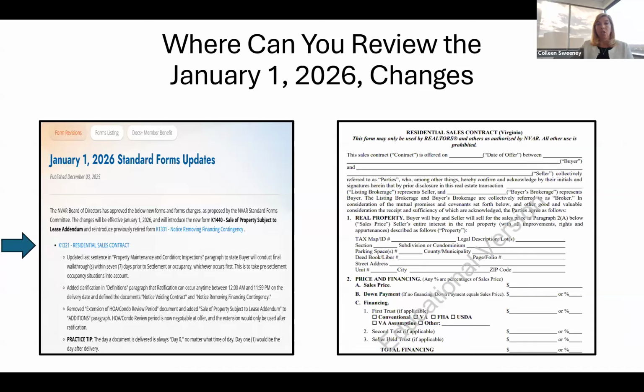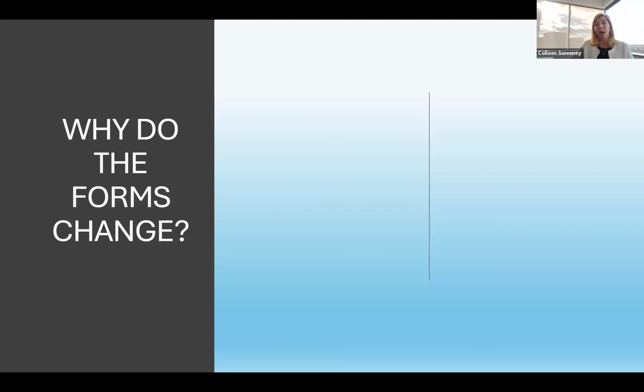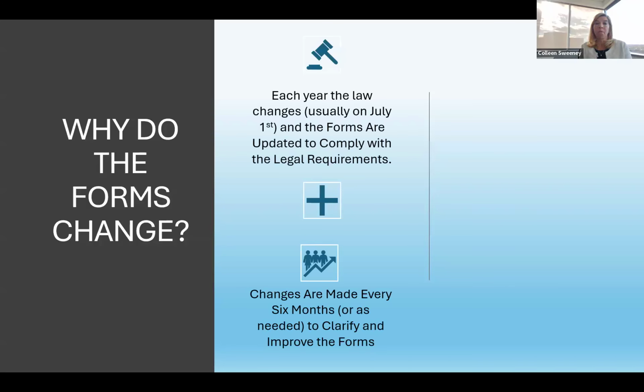And so let's talk about it. First, why did the forms change? For those of you who have joined my presentations before, you've heard this, but it's really important information for everyone to understand. Each year the law changes. That's usually July 1st, and the forms are updated to comply with the legal requirements. And then changes are made every 6 months or as needed to clarify and improve the form. So generally we see those changes twice a year.